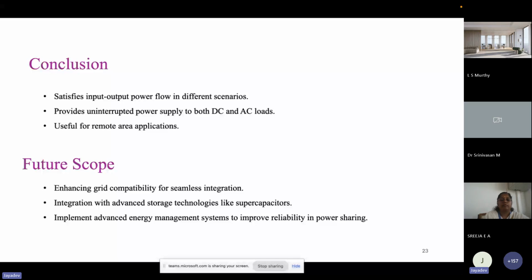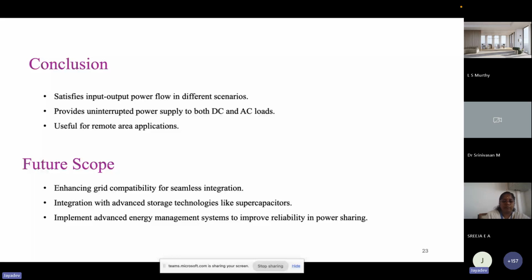In future, we can implement soft switching in this DAB converter, and we can implement an advanced hybrid storage system like a supercapacitor to take care of the transient period. And in future, you can implement advanced power management or energy management to balance the power sharing between the sources.